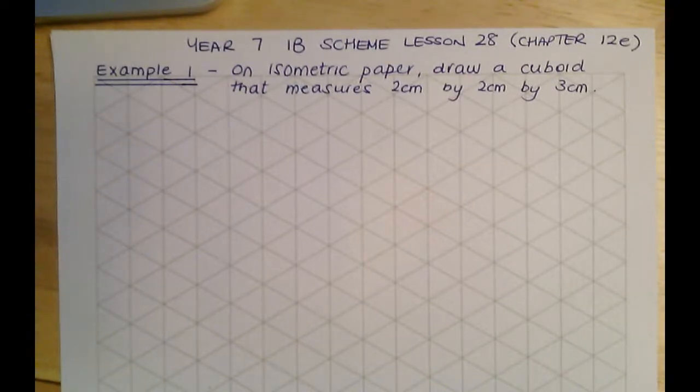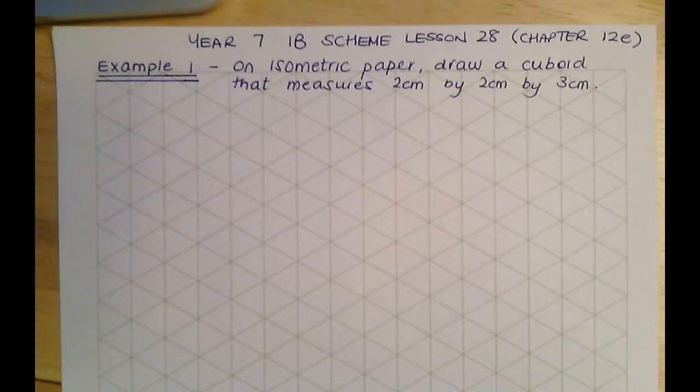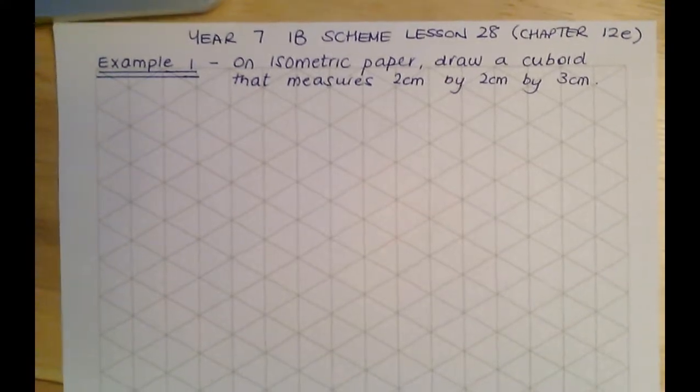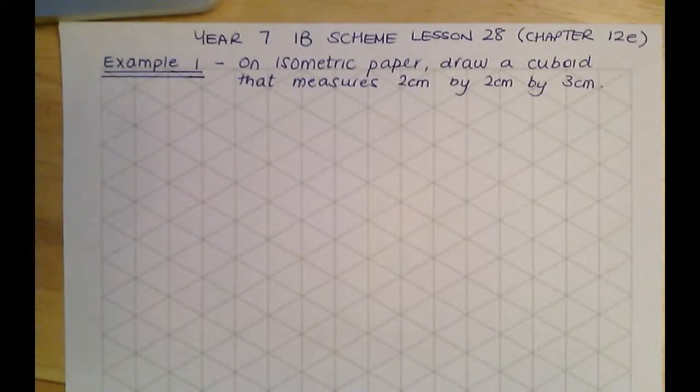Now, in order to do this lesson, first of all, you will need some isometric paper. It looks like this. It looks like it's got little triangles on it. Now, I do not expect you to have isometric paper at home. So on ClassChart, I have attached a document that contains isometric paper, so you can print that off.